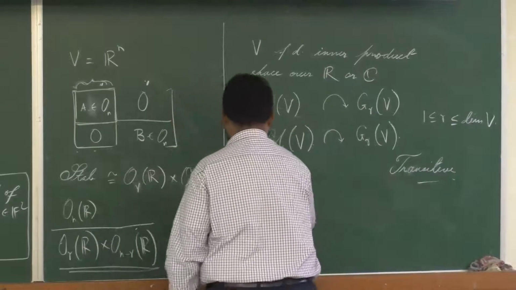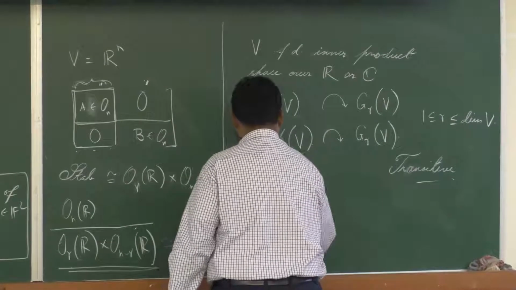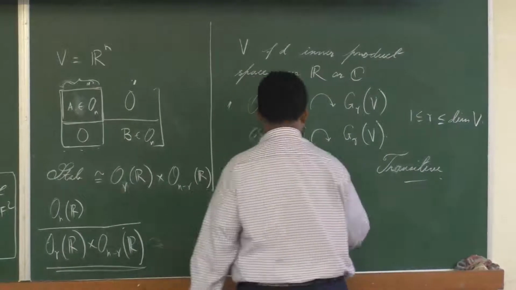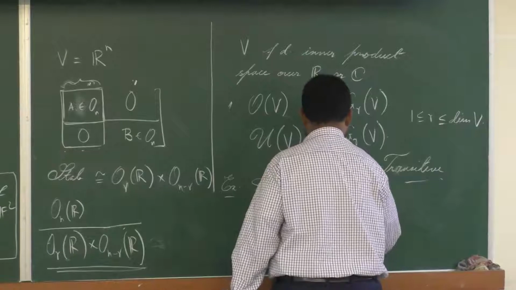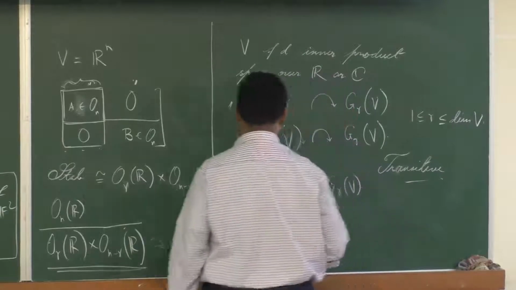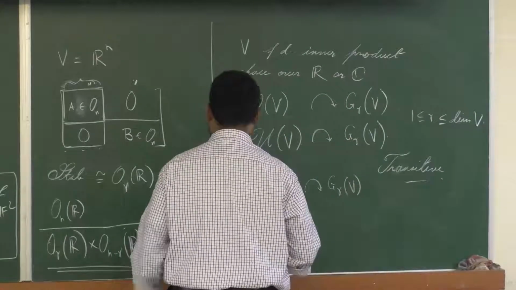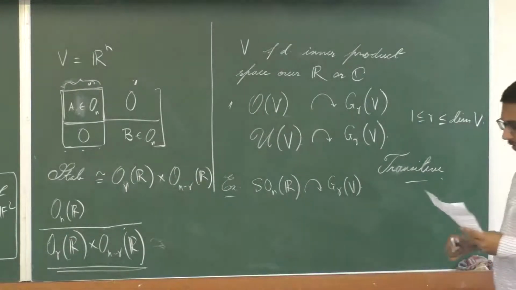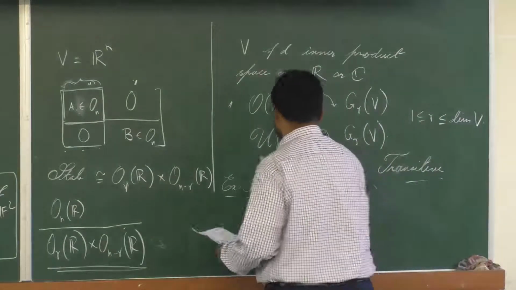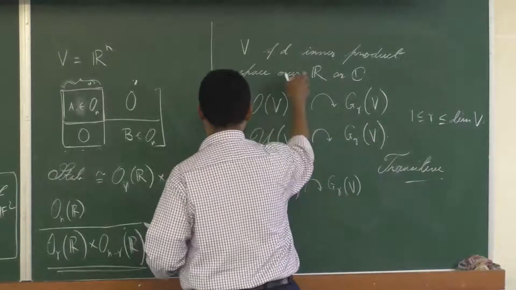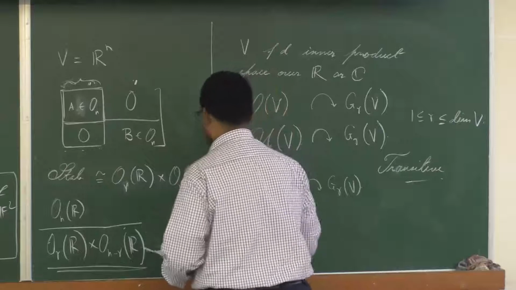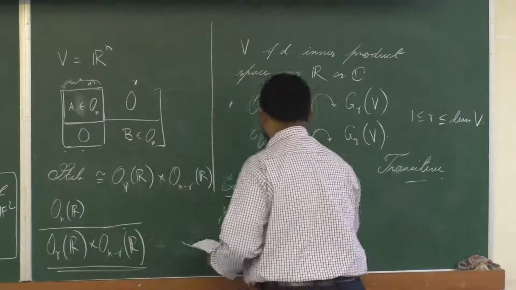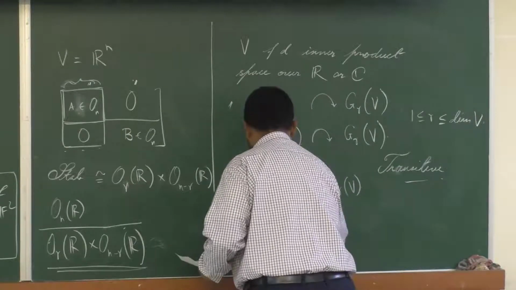So what happens to the action of SO(n) on Gr(r, V)? This is actually not at all a big deal. We have done the real case, and the complex cases can also be done in a similar manner, so I would like to leave that as an exercise.